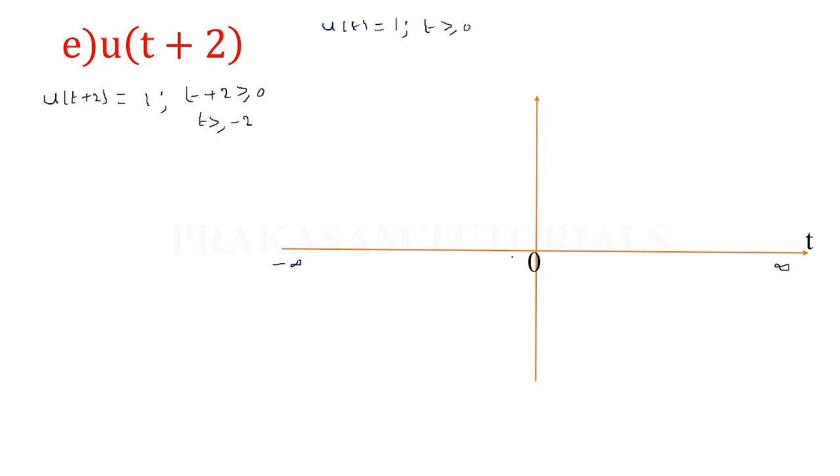plus infinity. So negative x-axis. The negative x-axis time values are minus 1, minus 2, minus 3 like that. So now we are greater than or equal to minus 2, so minus 2 to plus infinity. So this is the graphical representation of u of t plus 2. The signal u of t will be shifted towards the left side by 2 units. So for t greater than or equal to minus 2, u of t plus 2 is equal to 1, and this is the graphical representation.